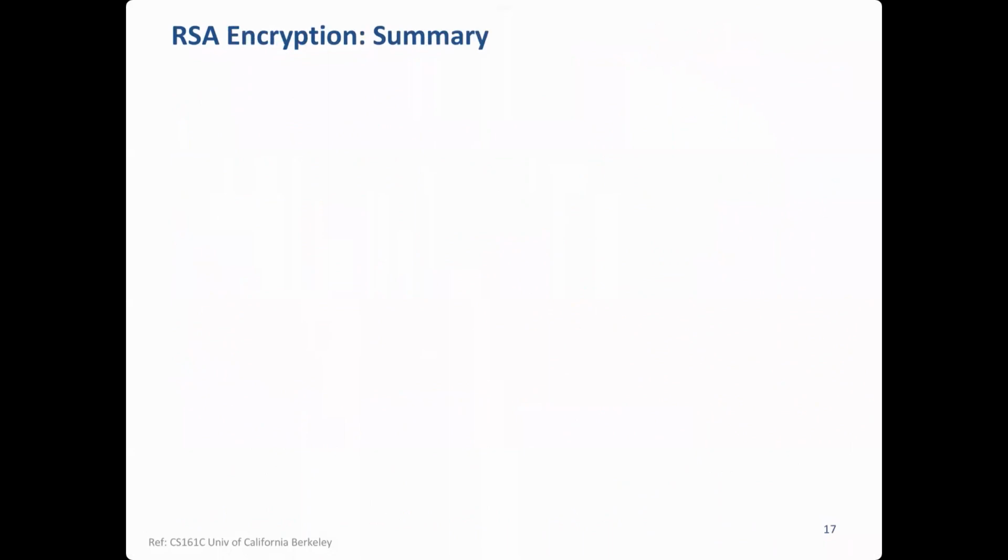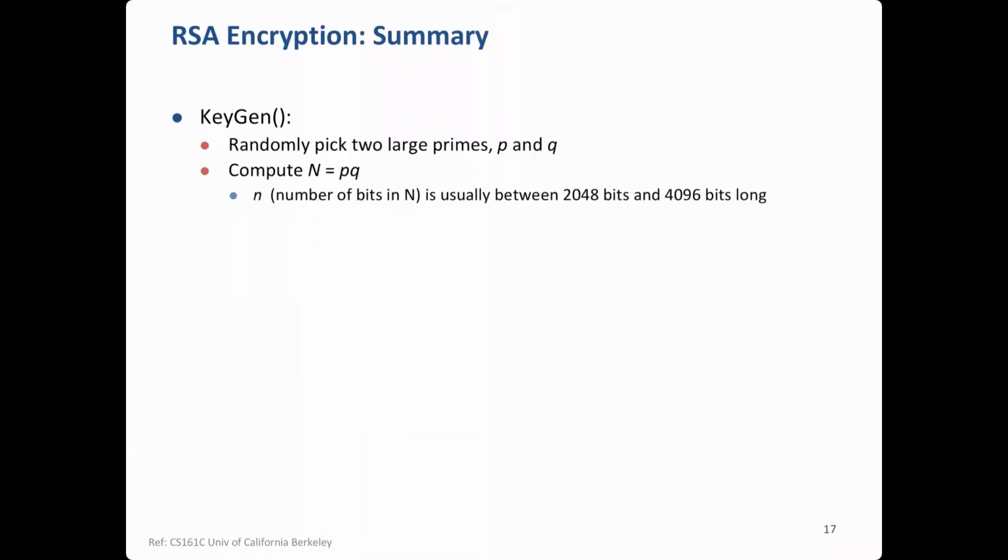So let's take one very trivial example. Before the example, let's look at the summary. First thing is, say Alice, Bob, for example, picks two large primes, P and Q, and computes N equal to P times Q. The number of bits in N is usually between 2048 and 4096. This is a very, very large number, remember. It will fill many pages if you write out each one of these numbers.